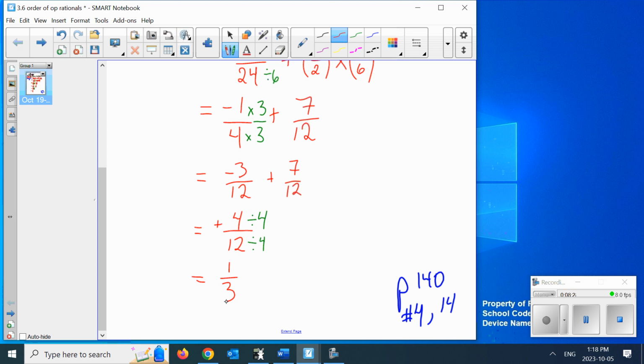I have a very small portion of this assignment for you guys to try. Number 4 and number 14, not 140. Decimal ones, do with your calculator. You can check your answers in the back of the book to make sure you're on the right track when you do this. I'm going to stop recording the video.